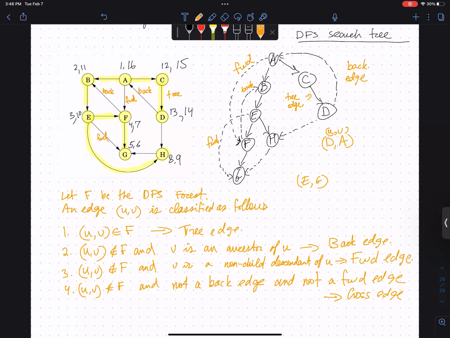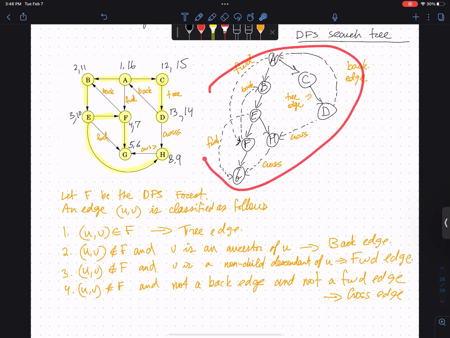Okay, so what are the cross edges here? We've got this one. Let's get rid of that. So D and H is a cross edge. Are there other cross edges here? Yeah. Is H and G a cross edge? How many of you think it's a cross edge? How many of you are not sure? So it is a cross edge because H and G are not descendants of each other. Right? Okay, so all we've done here is just given a characterization to each of the edges in our graph in terms of how it looks in the tree.